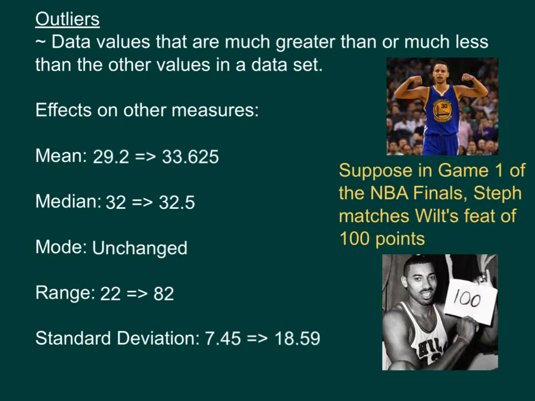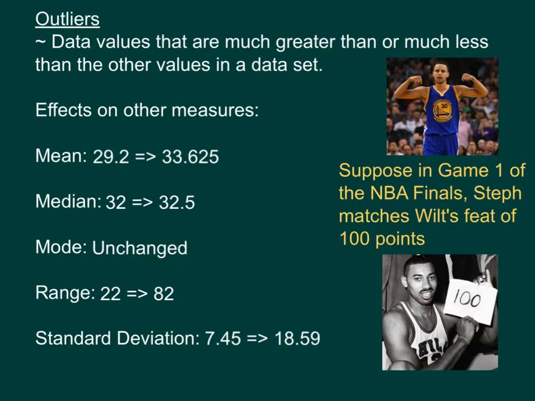An outlier typically has a very large impact on the measures of variance because it is talking about the spread. And so it affects the range hugely. It would change his range from 22 to 82. This would mean that his best game was 82 points more productive than his least productive game. Certainly a much bigger spread than the 22 that we had previously calculated. And standard deviation, if we went through that whole process again, would more than double, going all the way up from 7.45 to 18.59.